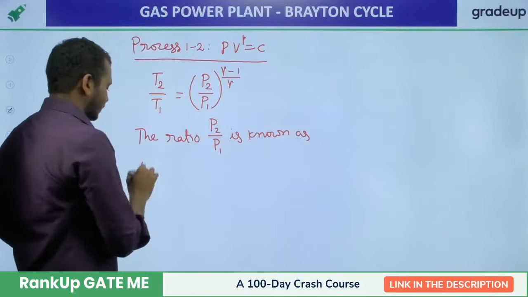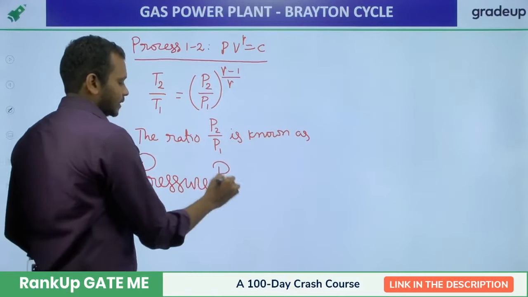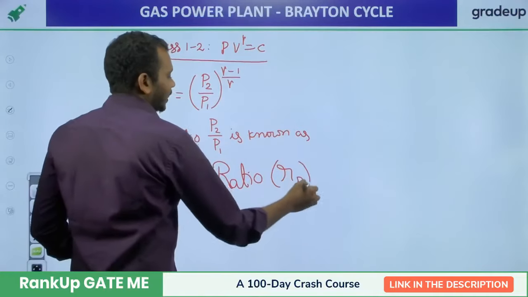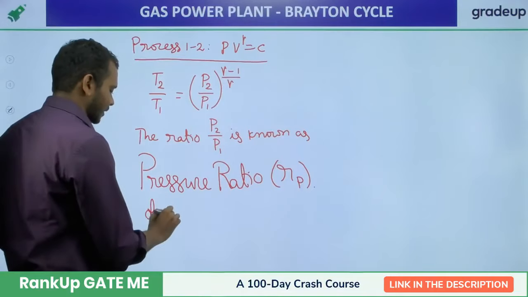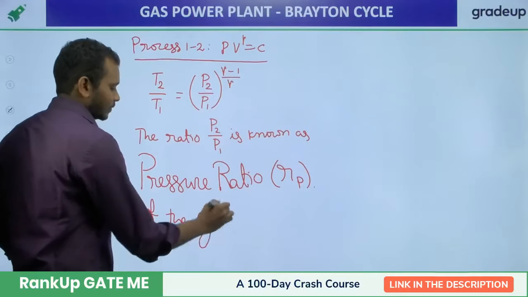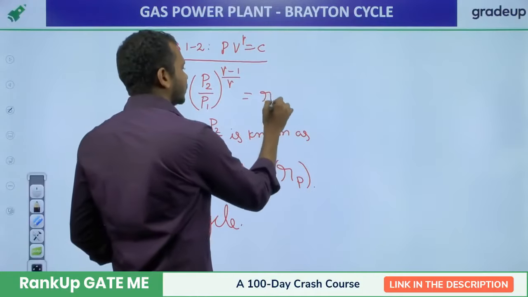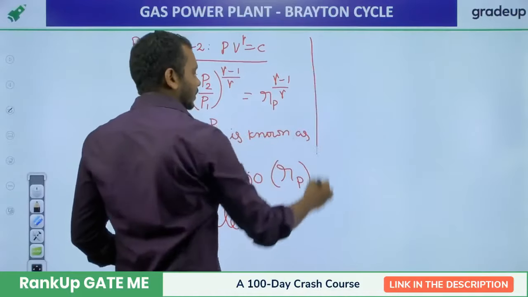This is known as the pressure ratio of the cycle, and it is denoted by Rp, so that I can write T2 by T1 is equal to Rp power of gamma minus 1 by gamma, right?